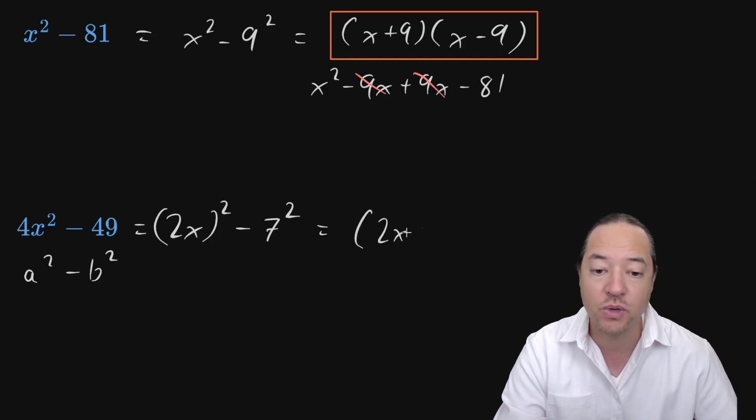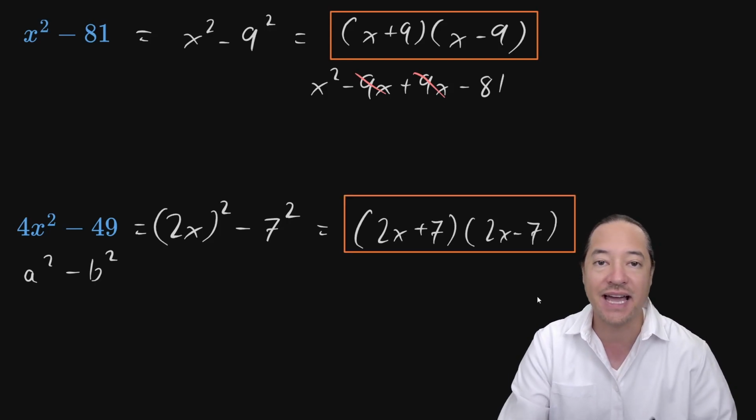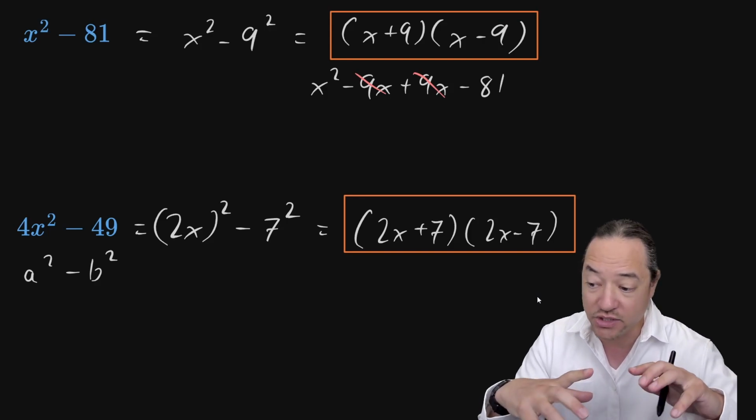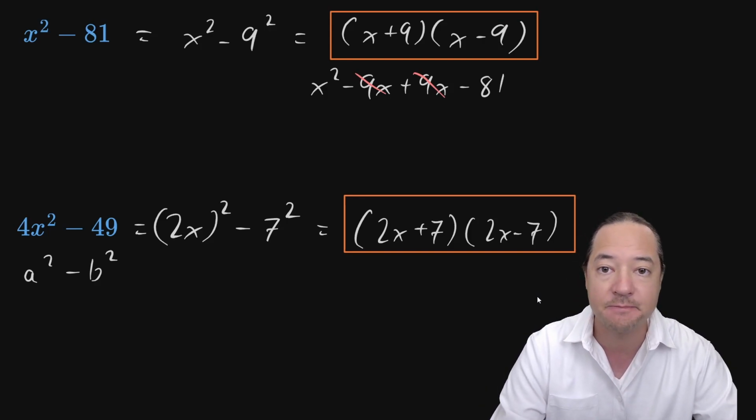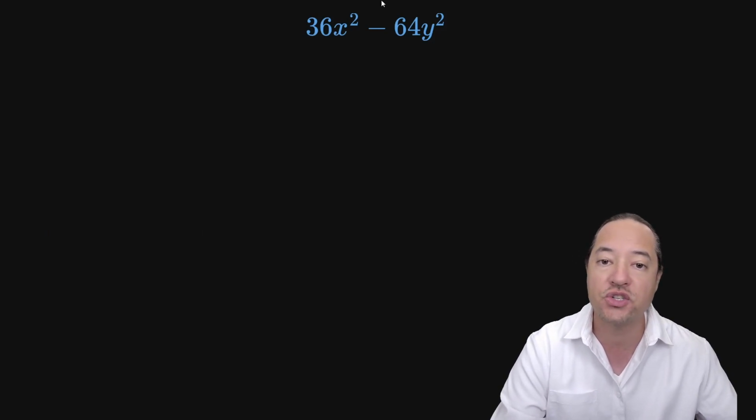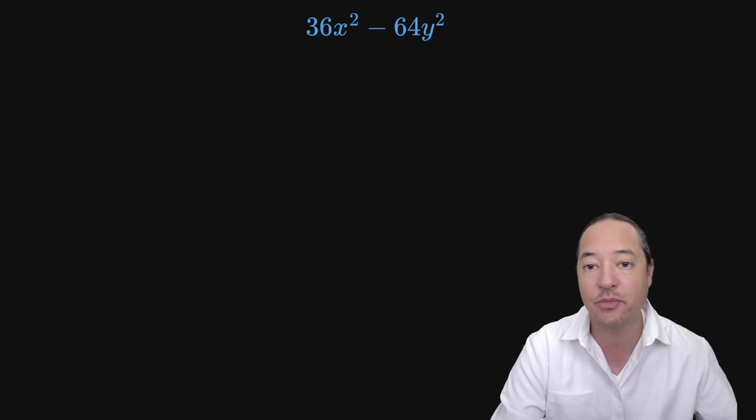Now that I've written it down in this form, it's very easy to see the factorization is going to be 2x plus 7 times 2x minus 7. That should be our final answer there. If you want to go ahead and factor it out yourself, you should find that is in fact what we get. All right, so next I just want to try one last final example here.